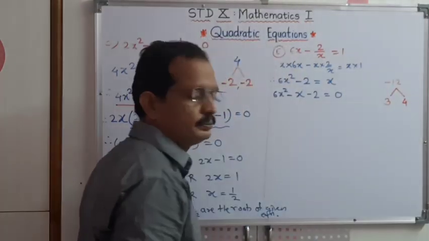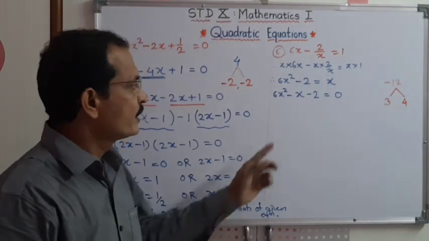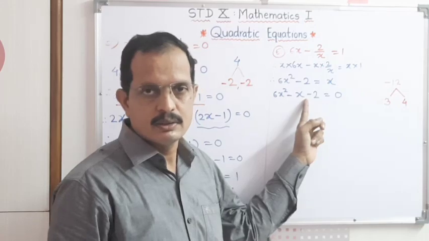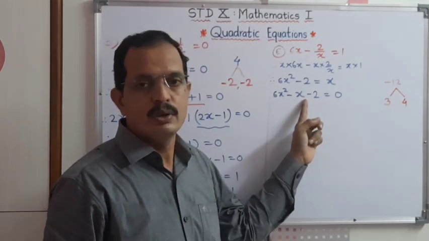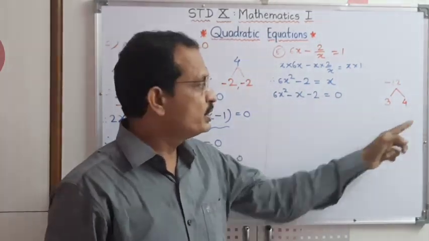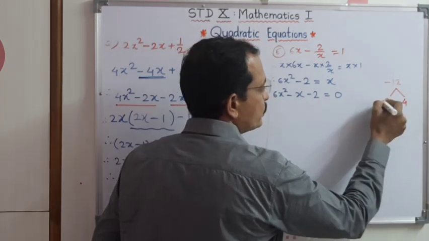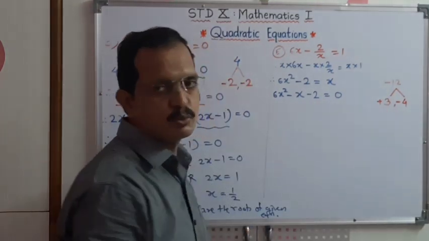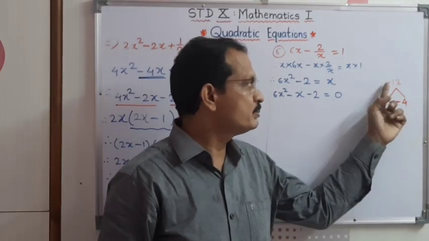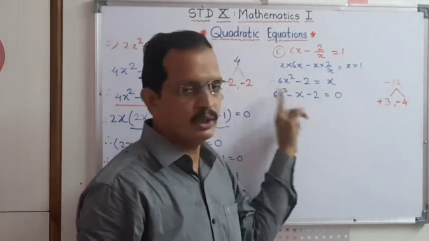It is 3 and 4. 3 and 4. Same way, sign of the constant term is minus, therefore we have to give the sign of the middle term to the bigger number. From this, which is the bigger number? 4, therefore minus 4, and opposite to that to the smaller number. Now verify this. 3 into minus 4, it is minus 12, and 3 minus 4 is equal to minus 1.